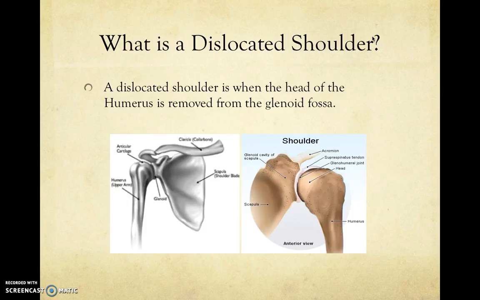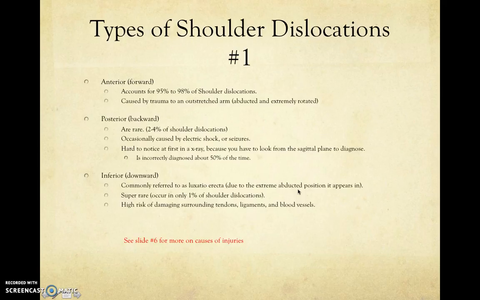A shoulder dislocation is when the head of the humerus is removed from the glenoid fossa. So you can see right here, this is the glenoid fossa. Right here, it's connected to the scapula, and then here's the head of the humerus. The glenoid fossa I'll cover more about later, but it contains a ligament, and you'll see later on.